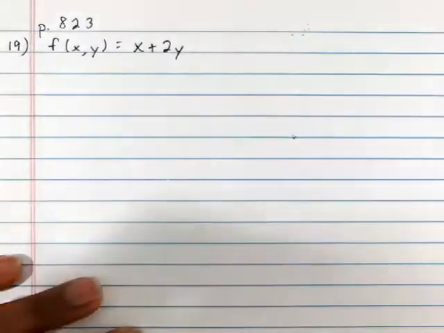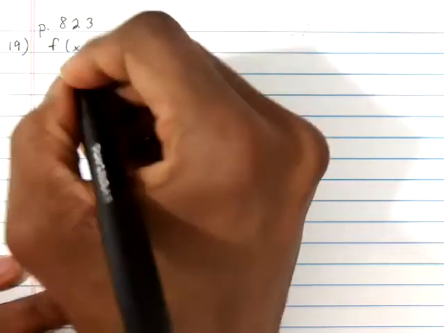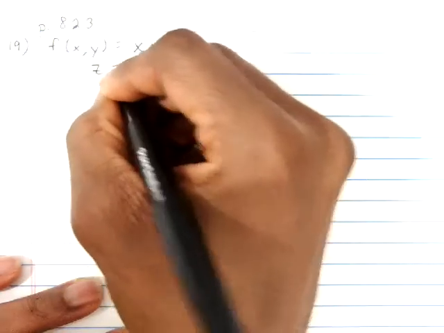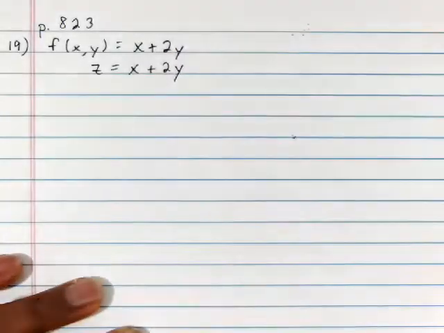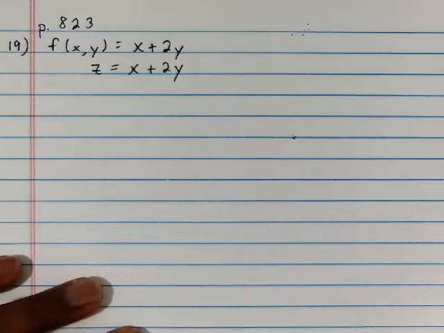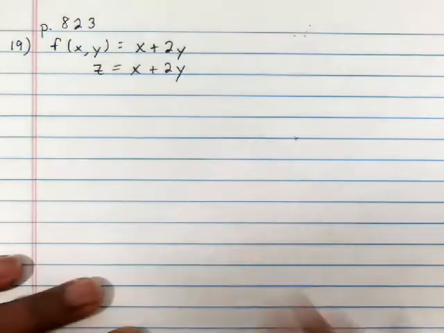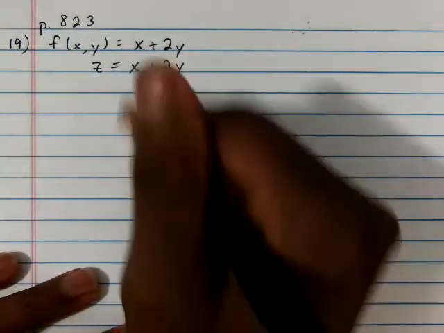So first we're going to change this f of xy. We can replace that with z. So we can try to get this in a more familiar form to figure out what it is for the sketch. And some of these I'll sketch, some I will just describe. So I'll go back and forth between the two things.